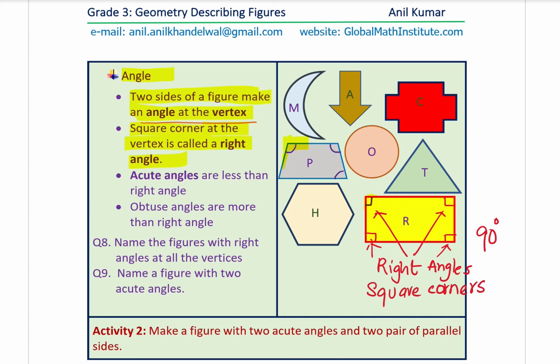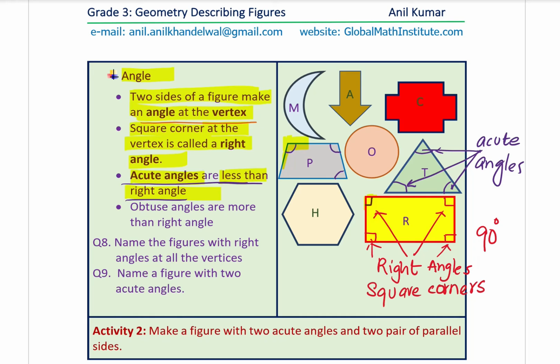Correct? Another term is acute angles. Acute angles are less than right angles. So these are less than right angles. We call them acute angles. So in this triangle, we have acute angles. Do you see these angles? They are less than 90 degrees or a right angle, right? So these are called acute angles. Acute angles are less than the right angle. These are much smaller than the right angles which you can see, right?